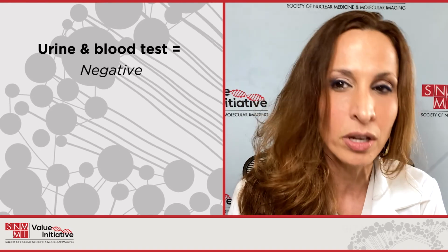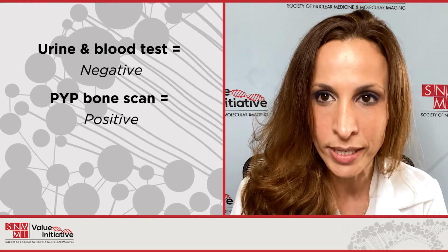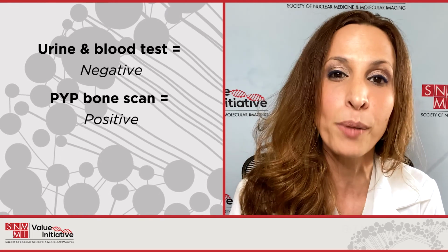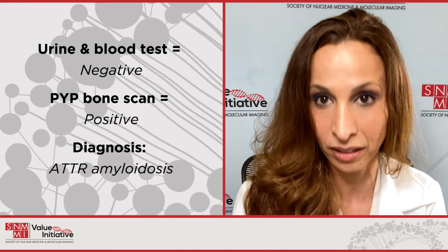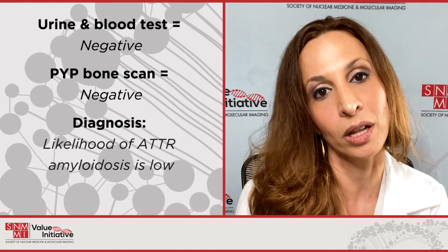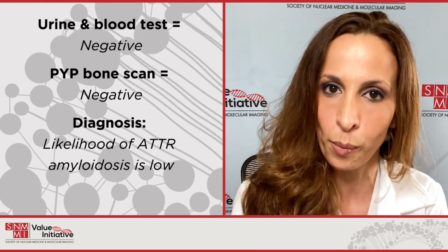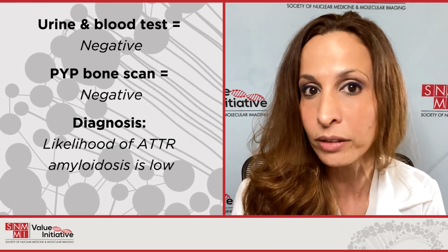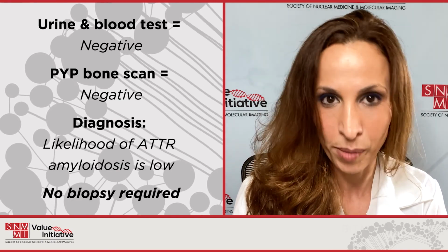So what is the meaning of it? If someone comes to my clinic with negative urine and blood tests for AL amyloidosis and their PYP bone scan is positive, now we can make the diagnosis of ATTR amyloidosis. And if the bone scan is negative, we know that the likelihood of ATTR amyloidosis is very low, and the patient should go back to the cardiologist to look for other etiologies for their cardiovascular symptoms. In other words, we don't need to have a biopsy.